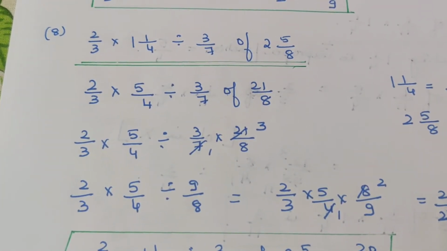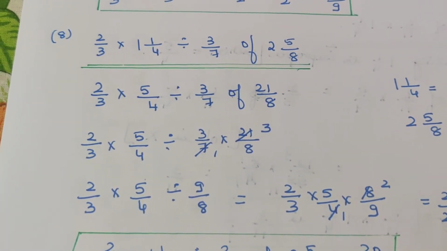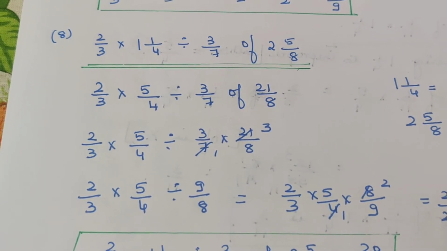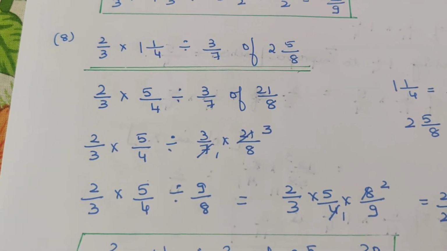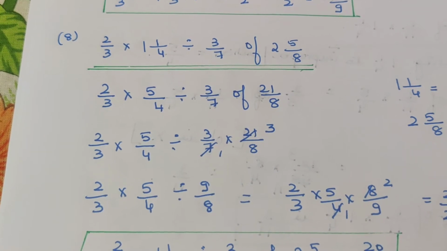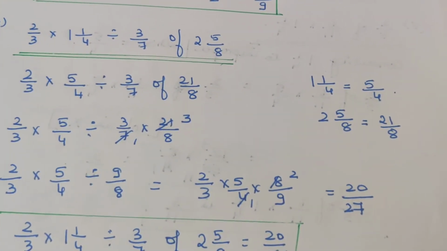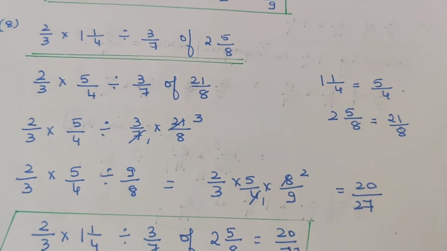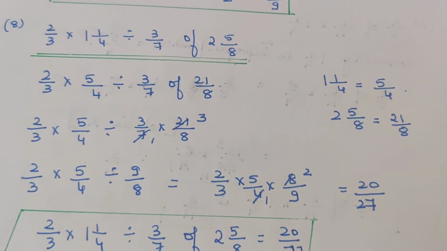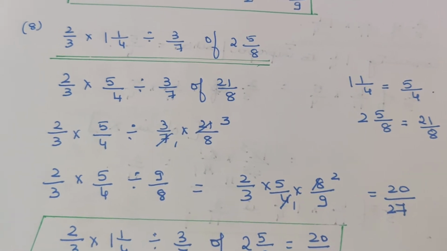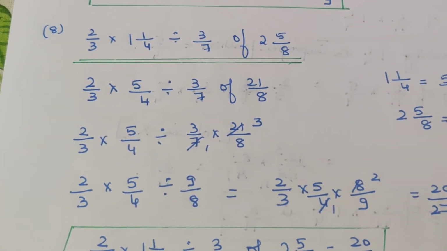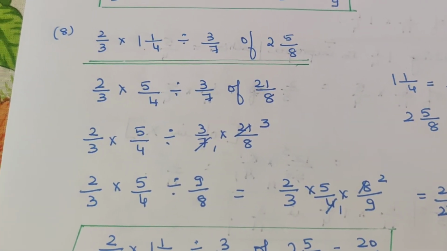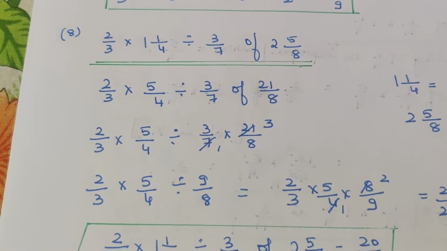Next one. 2/3 × 1 1/4 ÷ 3/7 of 2 5/8. As soon as you see "of", it is nothing but multiplication. So 1 1/4 is equal to 5/4 and 2 5/8 is equal to 21/8. We are converting the mixed fractions into improper fractions. Therefore, 2/3 × 5/4 ÷ 3/7 of 21/8.